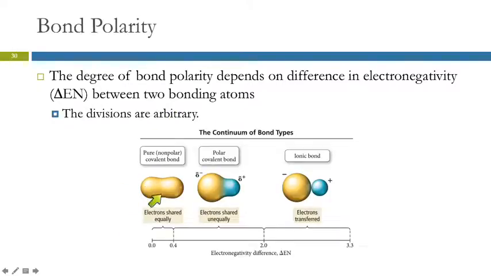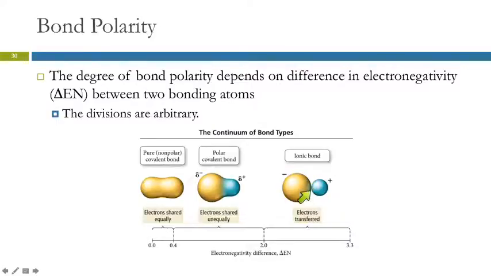So here we have an example. Here we've got a yellow and a yellow. Those are the same element. They're going to have the same electronegativity, right? They're going to share equally. So this is going to be a nonpolar bond. So that would be a difference of 0. And we'll say if there's a small difference up to 0.4, we're still going to call that nonpolar.